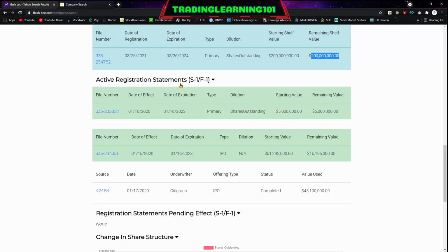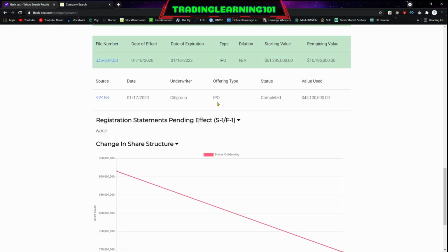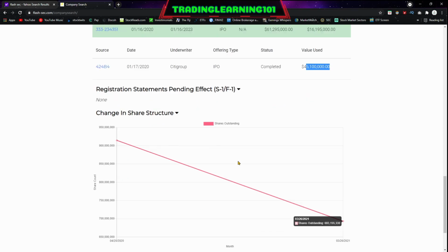Active registration statements, shares outstanding, 5 million. They have the remaining 5 million, 61 million right there. They have 16 million left. They completed this IPO back in 2020, 45 million.